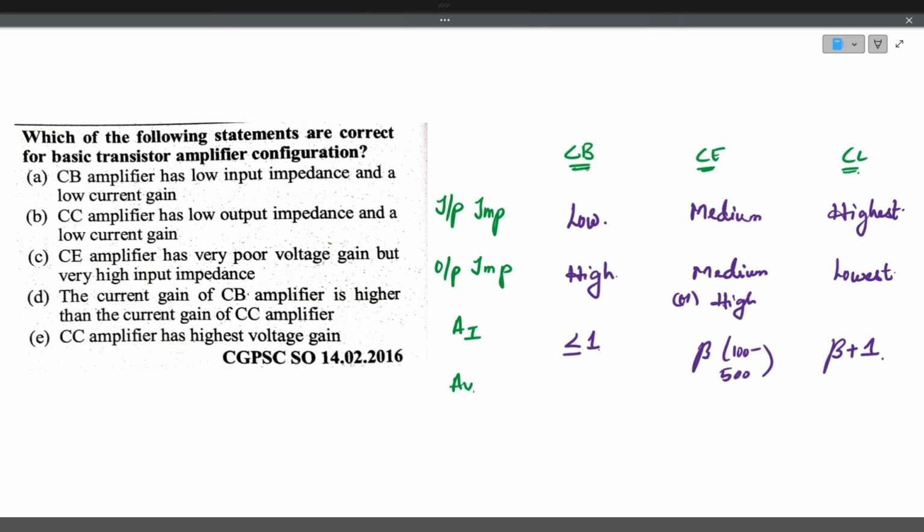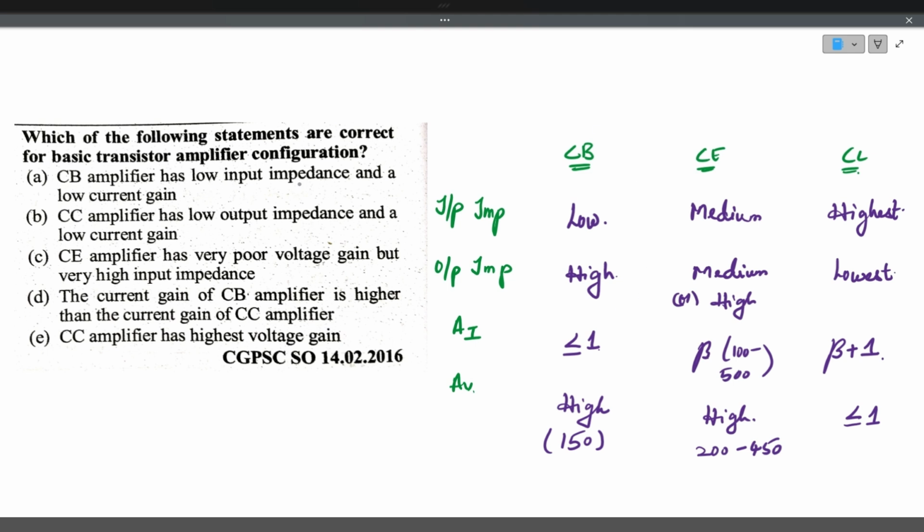Voltage gain for the common base is high, around 150. The voltage gain of common emitter is also high, around 200 to 300, 450. For the common collector, the voltage gain is less than or equal to 1 because it acts like an emitter follower. Input voltage will be approximately equal to output voltage. Now, based on these parameters, you check the options.